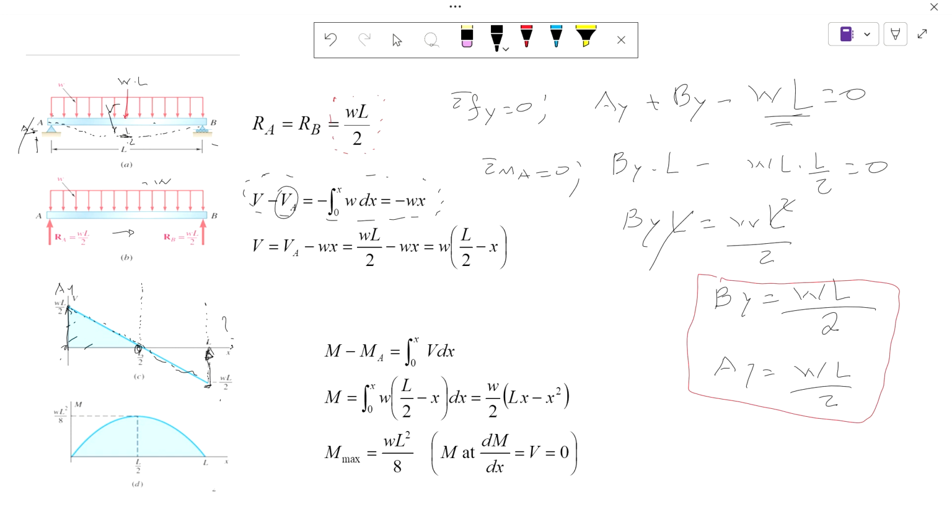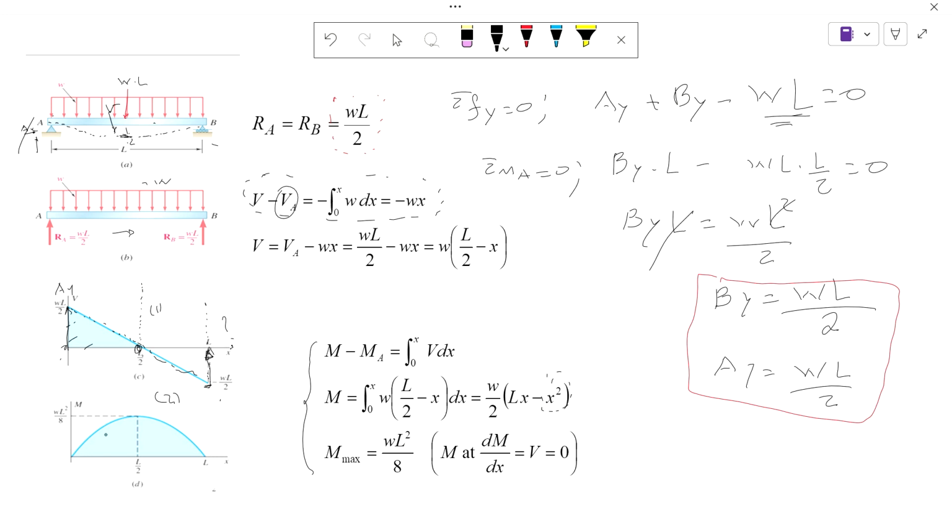All right, so the second thing is, since this is going to be a straight line, it's degree 1, the moment is going to be the integral of this slope. The integral of a slope is a parabola. It's a second degree curve. So if you integrate this again, you're going to have x squared over 2. So to find the moment, we basically have to integrate the shear force with respect to x.